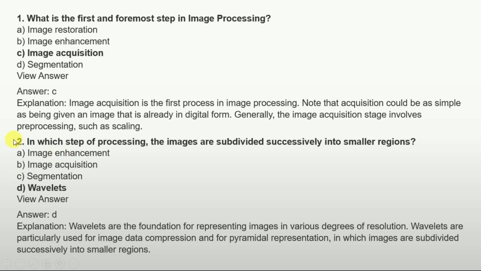The second question is, in which step of processing are images subdivided successively into similar regions? Options are image enhancement, image acquisition, segmentation, and the last one is wavelet. We can easily say the answer is wavelet. The reason is that wavelets are the foundation for representing images in various degrees of resolution. Wavelets are particularly used for image data compression and pyramidal representation, in which images are subdivided. So the answer is very much clear.